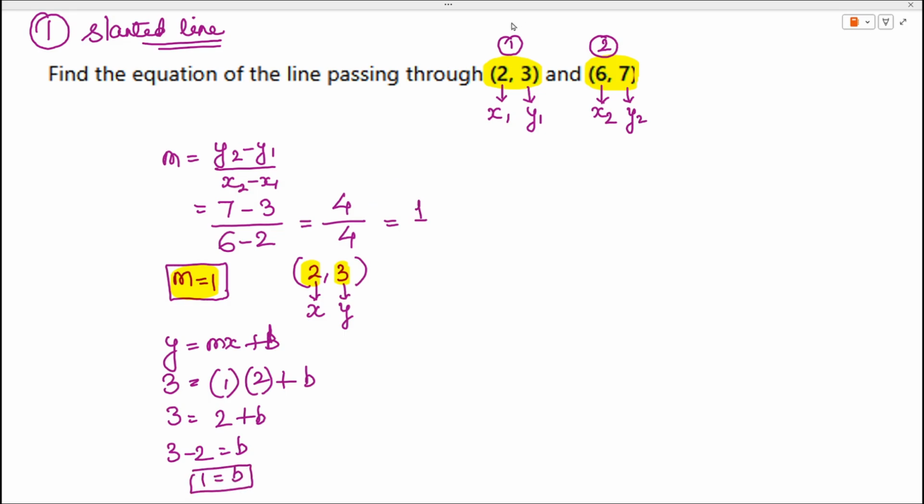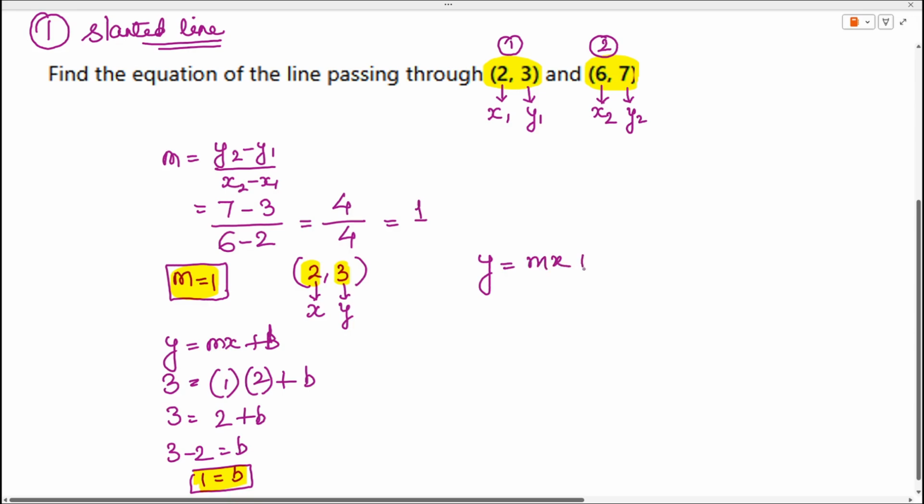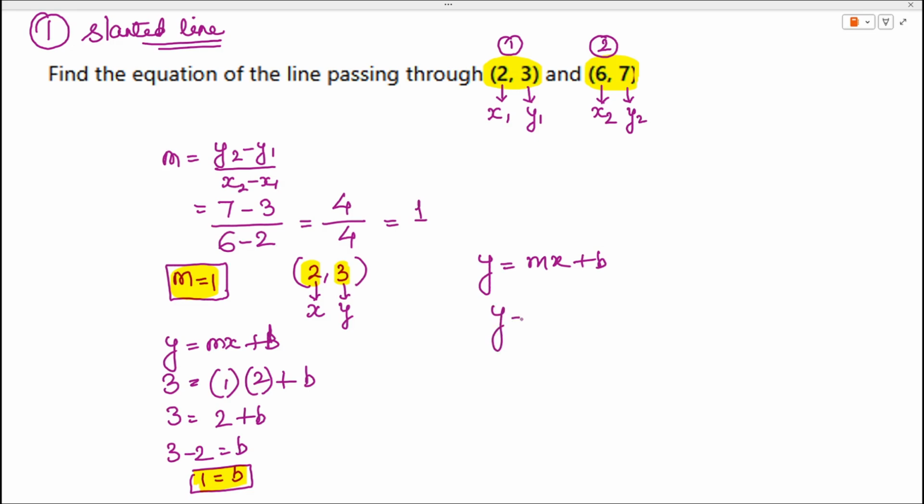So we already had the value of m, which is the slope, and we have figured out the value of b, which is the y-intercept. So the equation of our line is y is equal to mx plus b. Let us substitute the values of m and b. So y is equal to 1x, which is just x, plus 1. This is the equation of our line passing through the two given points.